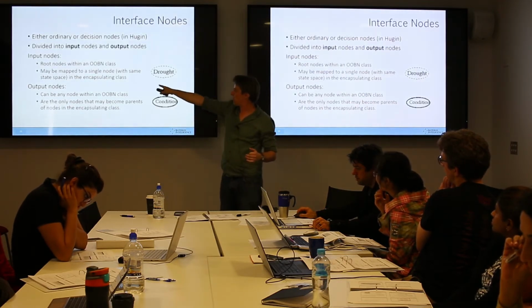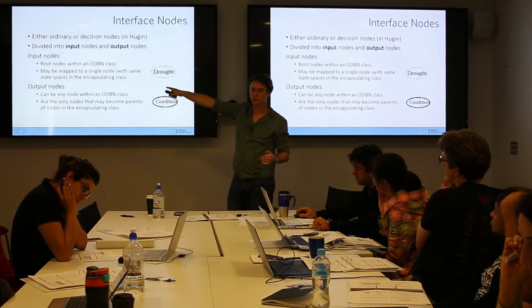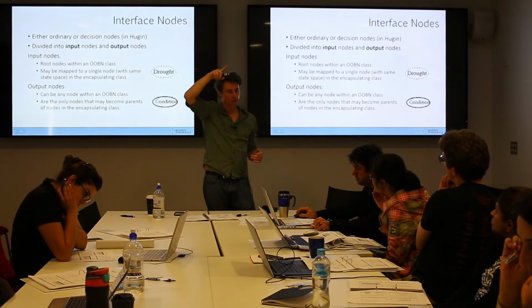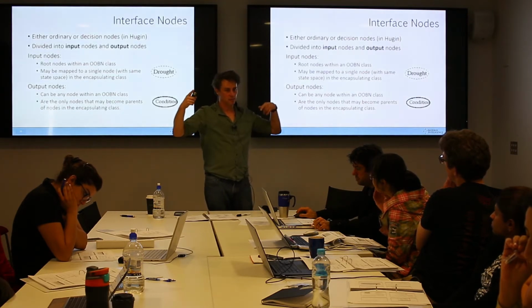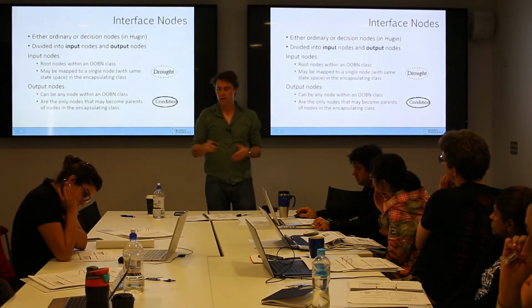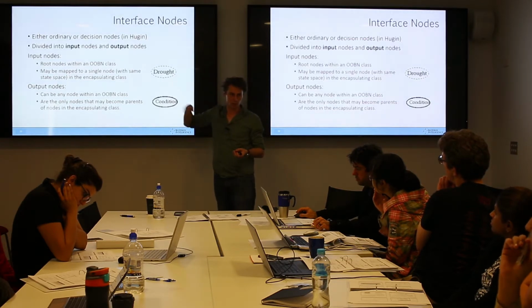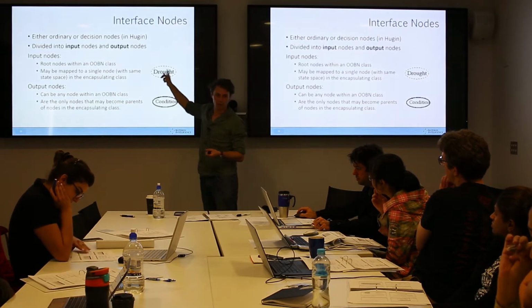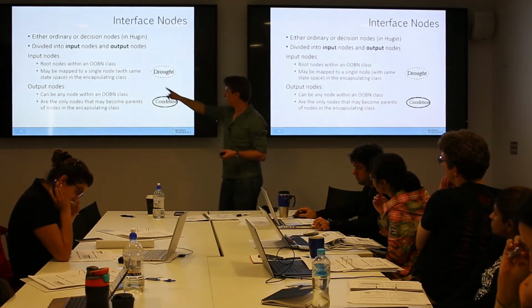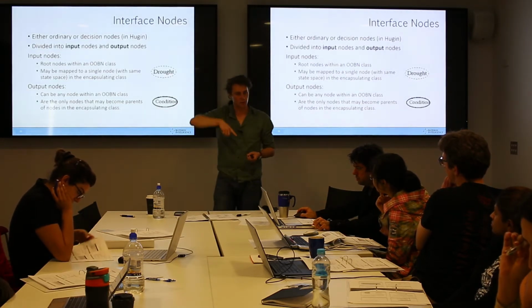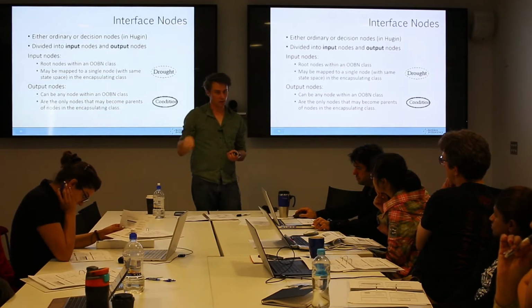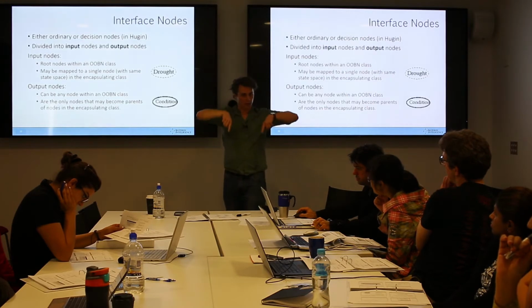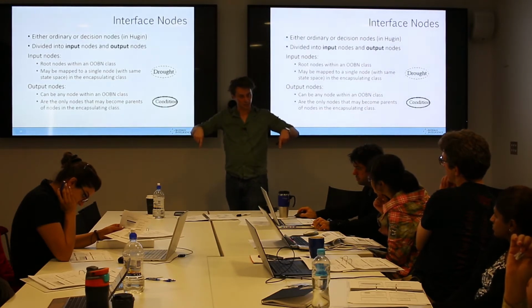They are always root nodes, and they get mapped to a single node in an encapsulating class. Or they can take some prior value as well, so they can be not connected, in which case we just put some prior over our drought condition. And we have our output nodes, which can be any nodes. It can be a root node, an intermediate node, or a leaf node. And that just will become a parent of something that's in the outer class as well.